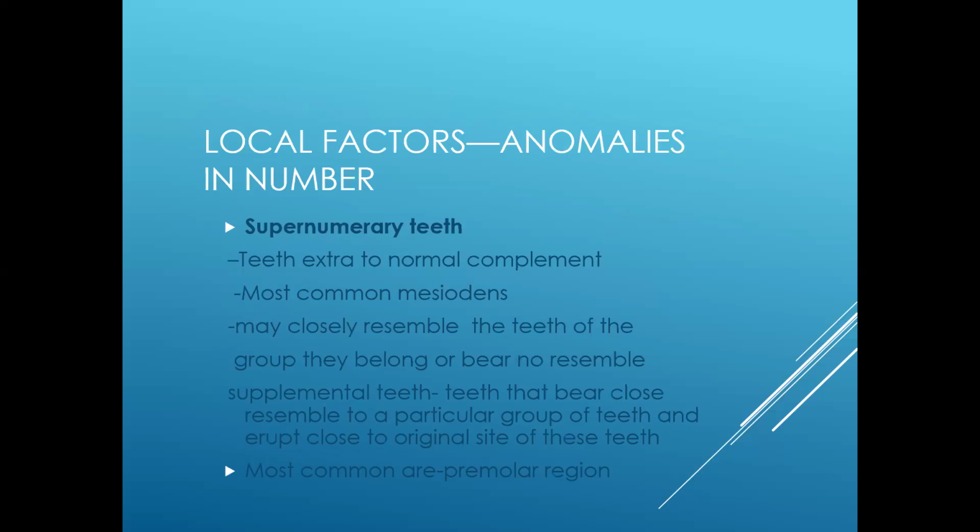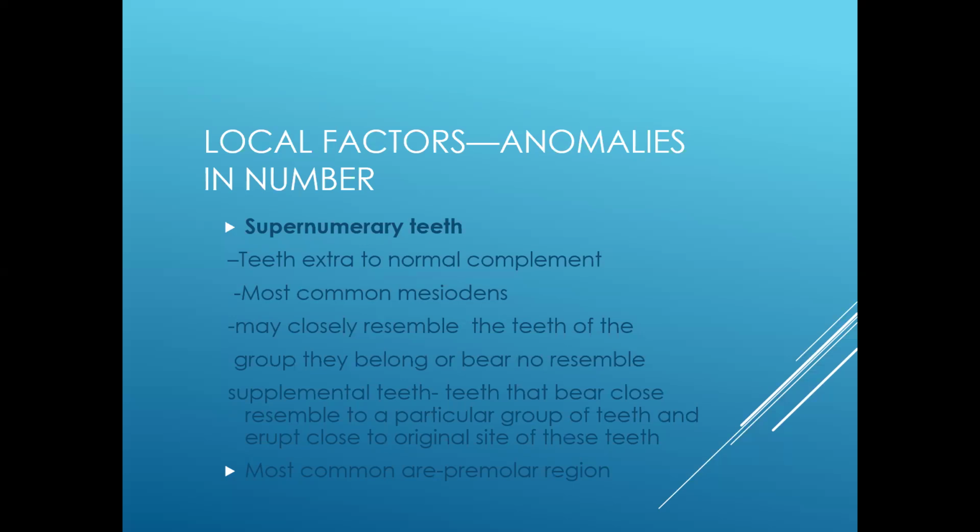Then we move on to Graber's next classification, that is the local factors. First one is anomalies in number. That may be supernumerary teeth, that is the teeth extra to the normal complement, and the most common being mesiodens. It may closely resemble the teeth of the group they belong to, or they may have no resemblance at all.